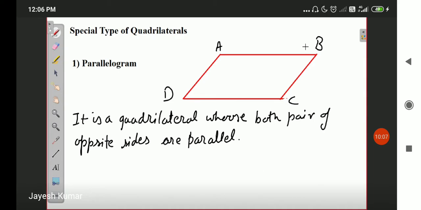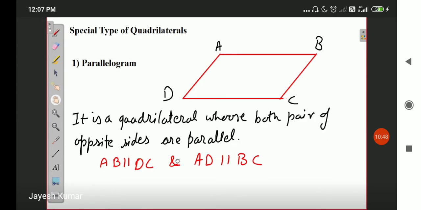So what kind of lines can be parallel? The opposite lines can only be parallel. Adjacent lines cannot be parallel. So we make a definition in that manner, that parallelogram is a quadrilateral in which both pair of opposite sides are parallel. That means for the given diagram, AB is parallel to DC. These double lines indicate that AB is parallel to DC. It is the sign for parallel lines. And line AD is parallel to line BC. In that manner you have a parallelogram.